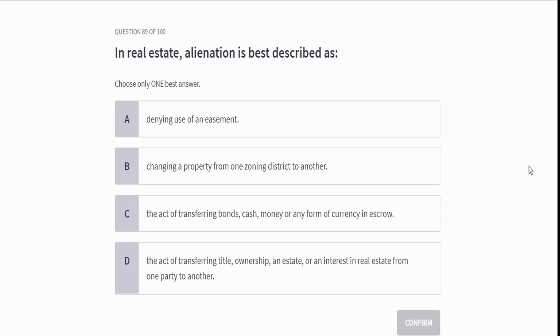All right, question 89, only 11 more. In real estate, alienation is best described as what? There's 4 options. A, denying use of an easement. B, changing a property from one zoning district to another. C, the act of transferring bonds, cash money, or any form of currency in escrow. Or D, the act of transferring title, ownership in an estate, or an interest in real estate from one party to another. So go ahead and come up with the answer on that one. Here's some time for you guys to figure it out.